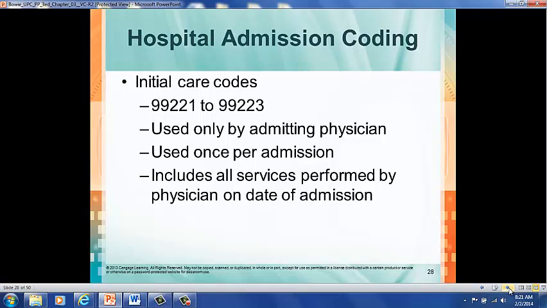CPT has a specific code range for hospital coding. CPT is divided into initial hospital care codes for admissions and subsequent hospital care codes for additional visits after the admission. These categories include both new and established patients.